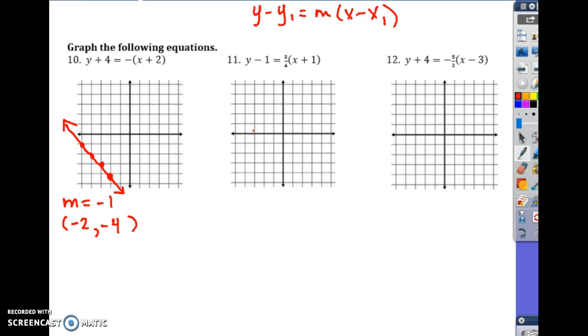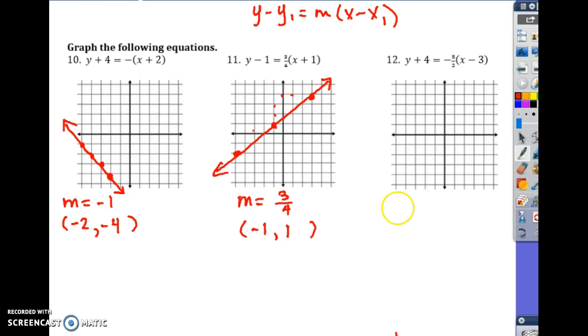All right, looking at number 11, my slope is going to be 3/4. My point is going to be -1 for my x, and then a +1 for my y. So -1, +1. My slope is 3/4, so I'm going to rise 3, 1, 2, 3, run 4, 1, 2, 3, 4. There's my second point. Remember, I can also go down 3, 1, 2, 3, and to the left 4, 1, 2, 3, 4. Okay, and now I make my line.